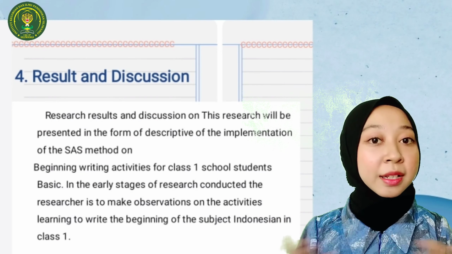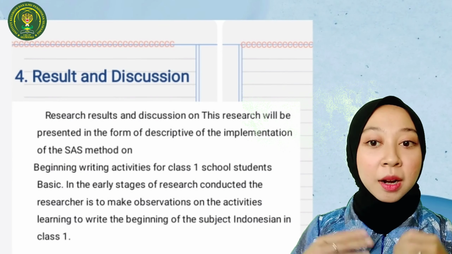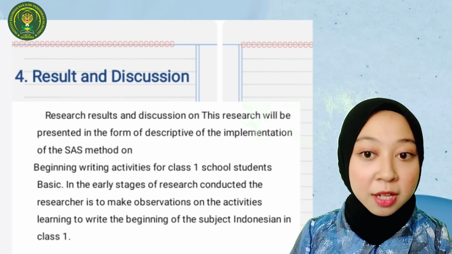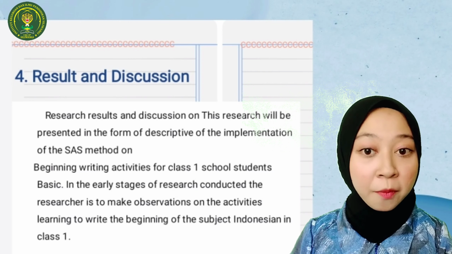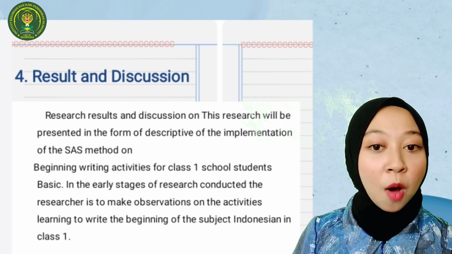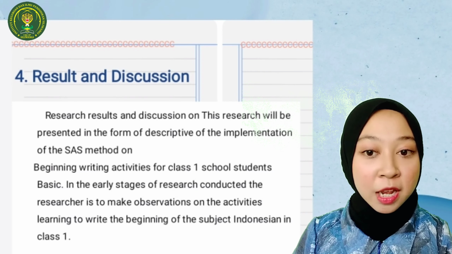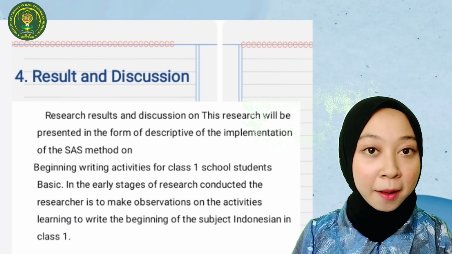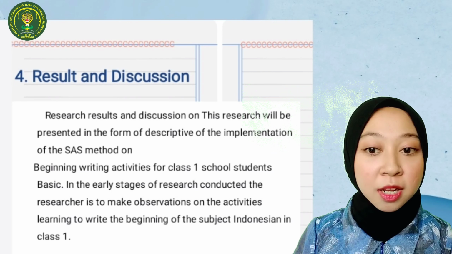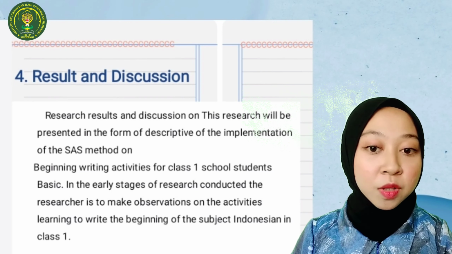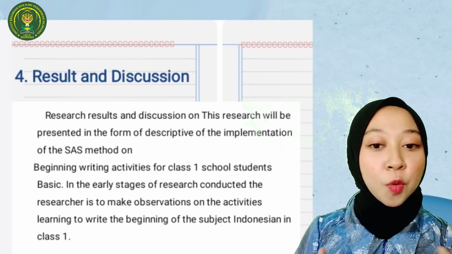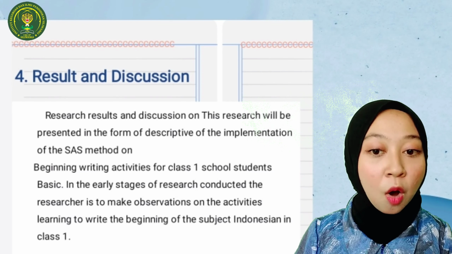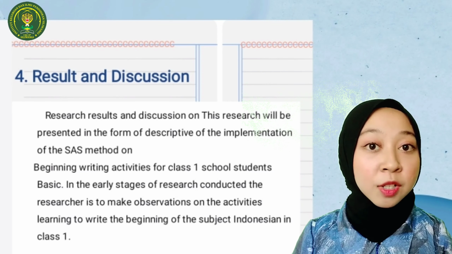Number 4. Result and discussion. Research result and discussion on this research will be presented in the form of descriptive of the implementation of the SAS method on beginning writing activities for Class 1 school students basic. In the early stage of research conducted, the researcher is to make observation on the activities learning to write the beginning of the subject's Indonesian in Class 1.